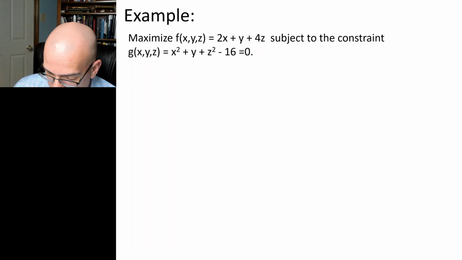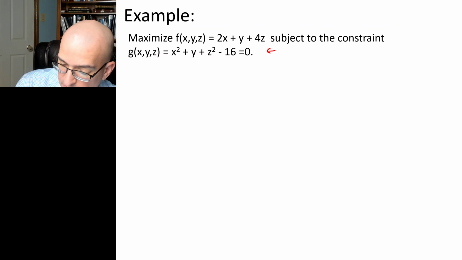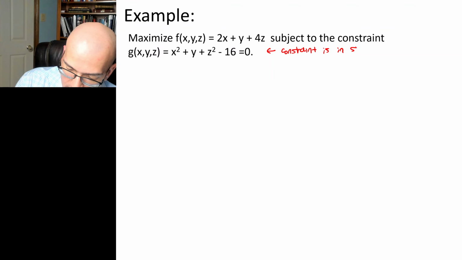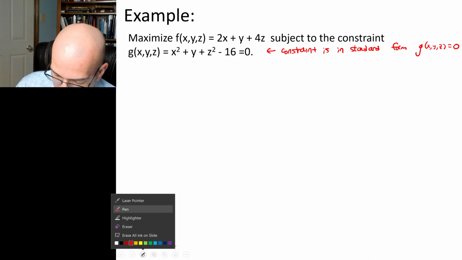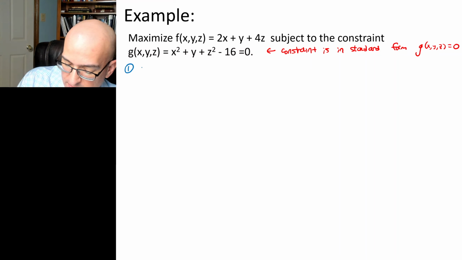We're going to go through the steps, starting with step 0. The constraint is in the correct form, so we don't need to do anything to it. So step 1, we'll construct the Lagrange function, capital F.